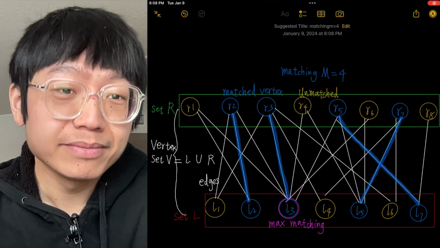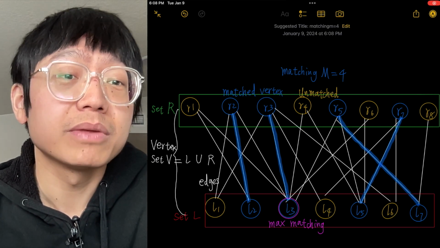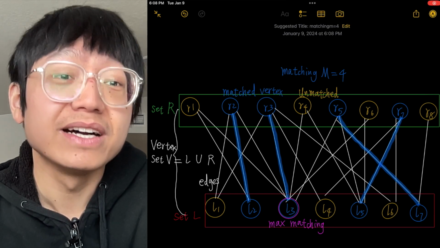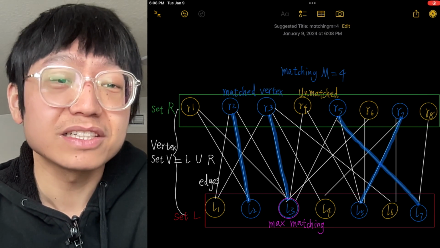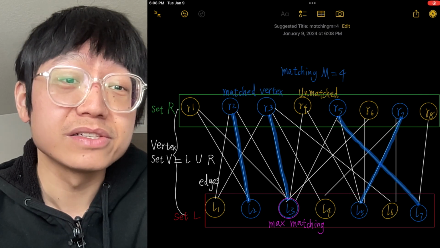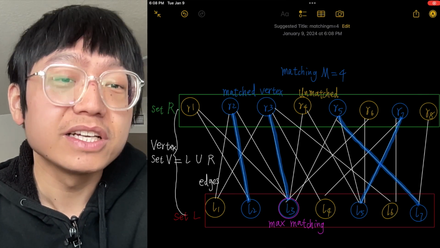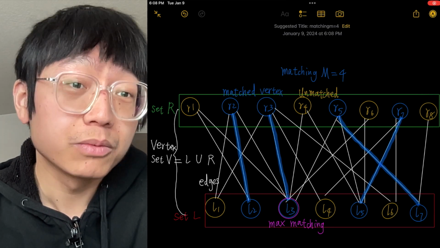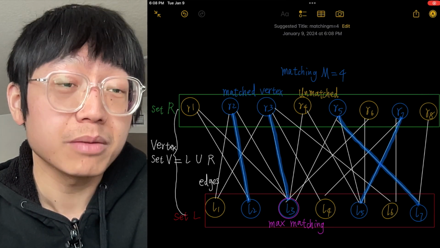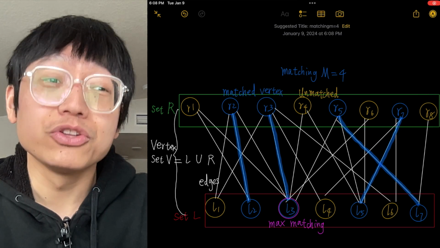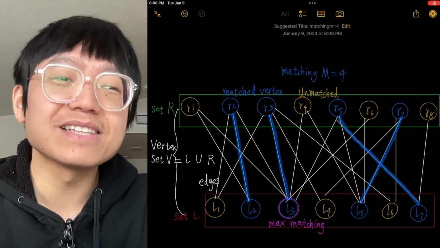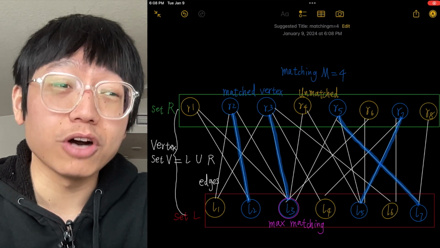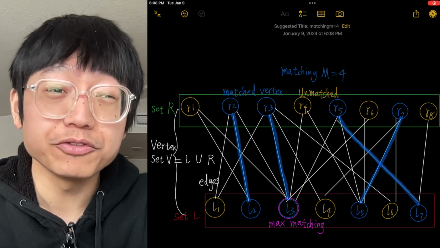A matching M is a set of edges without common vertices. If a vertex is connected to another vertex via an edge in M, it is considered matched, and if not, it is unmatched. A matching is maximal if you cannot add any more edges to it without violating the matching property, which is that no two edges share a vertex. This doesn't mean the matching is the largest possible, just that it is locally optimal and cannot be improved by simply adding another edge.